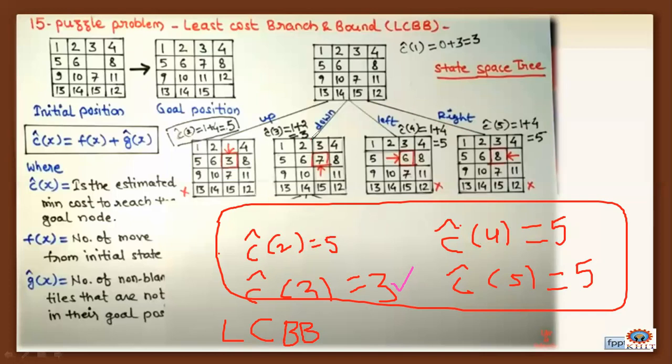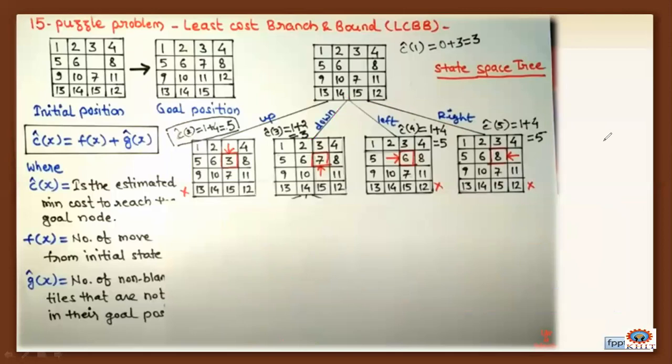So consider this matrix. In the first move, the tree will be moving down. Here I have selected down. When I select down, in this way I will get the least cost value. The remaining three you can simply ignore.